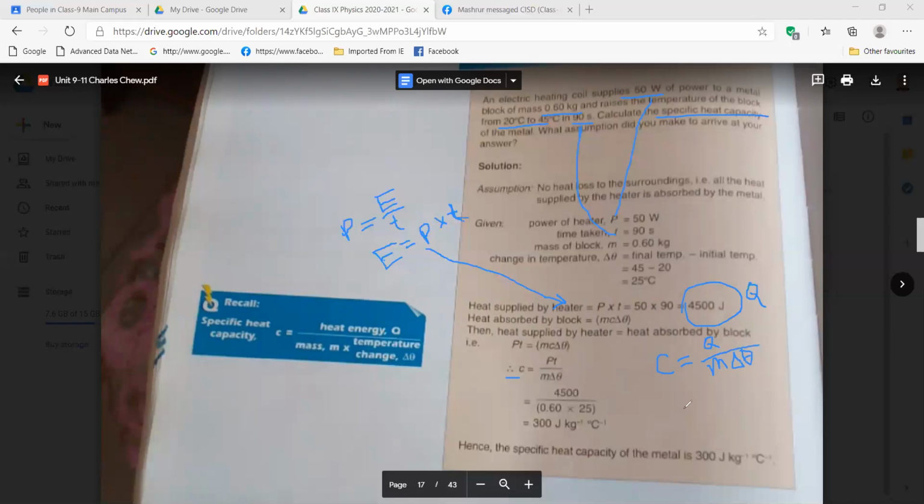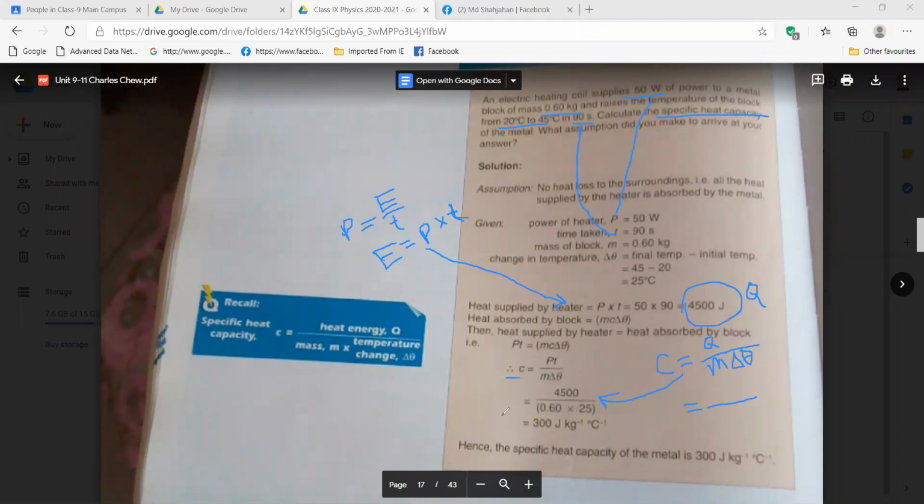So the values you are getting, you should put here directly, right? Q you got, 4500. Then you have this one. After this you have 300 joules per kg per degree Celsius. If you are writing per Kelvin, no problem. Okay, sir.